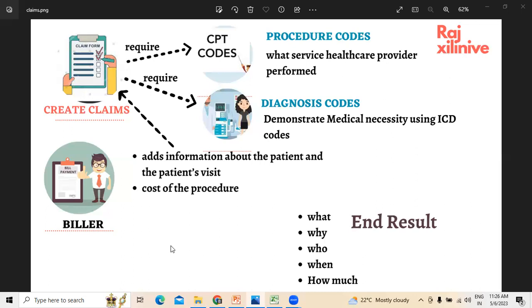So for them, these are all the procedures and codes they require. And when do they require this? Once the treatment is done, this process will initiate. And the cost of the procedure and everything will be mentioned in the claim forms. So this is how usually the complete process happens.